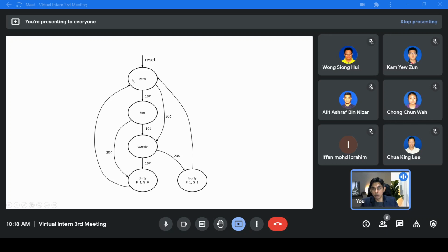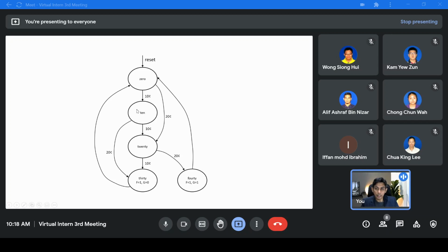And this is state number 0, where when we power on the machine, our machine will be in this state. We'll always be in this state when there is no input, or we reset, or we power on. And when we insert 10 cents, it will go to this state. We call it state name 10. And the output for this is f equal to 0, g equal to 0.